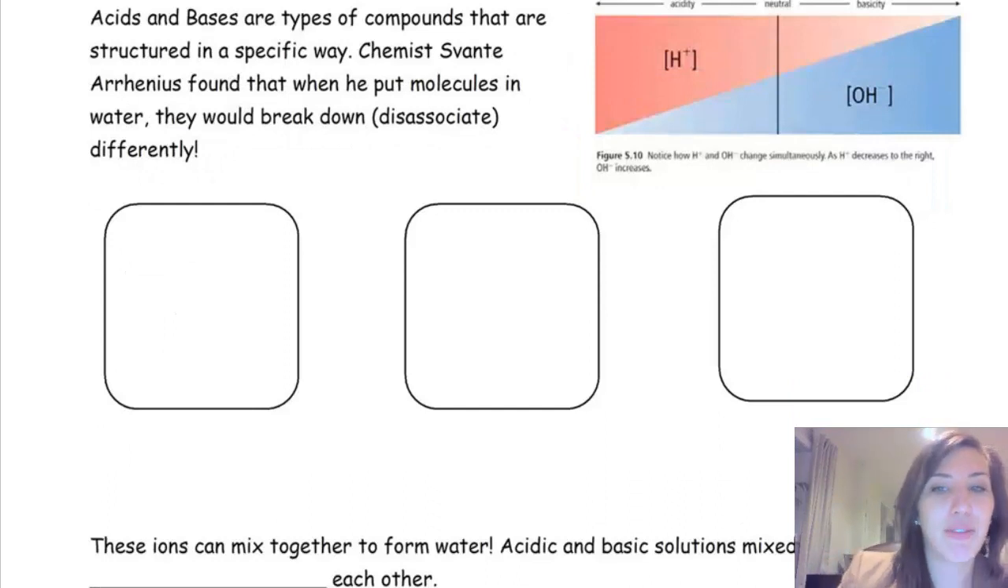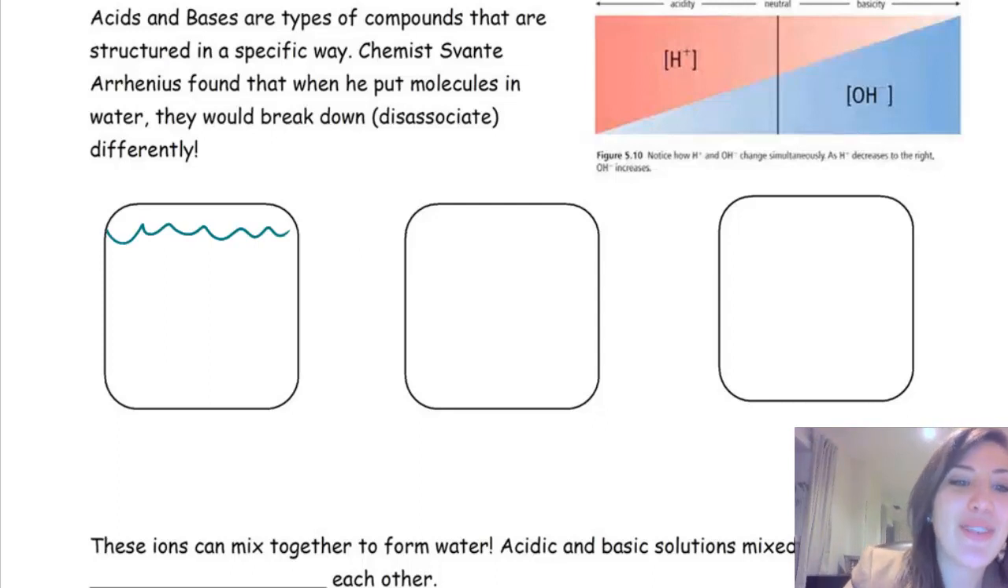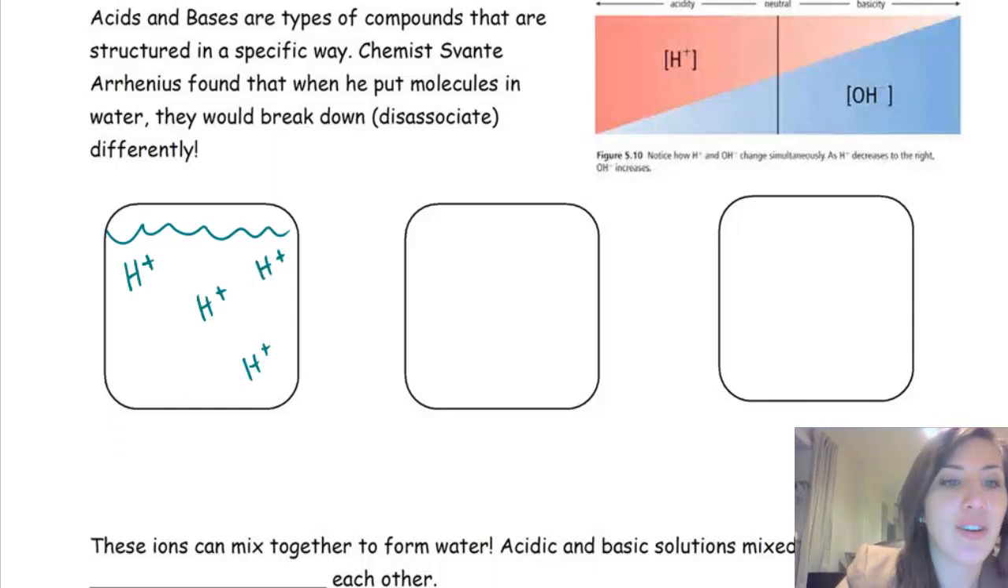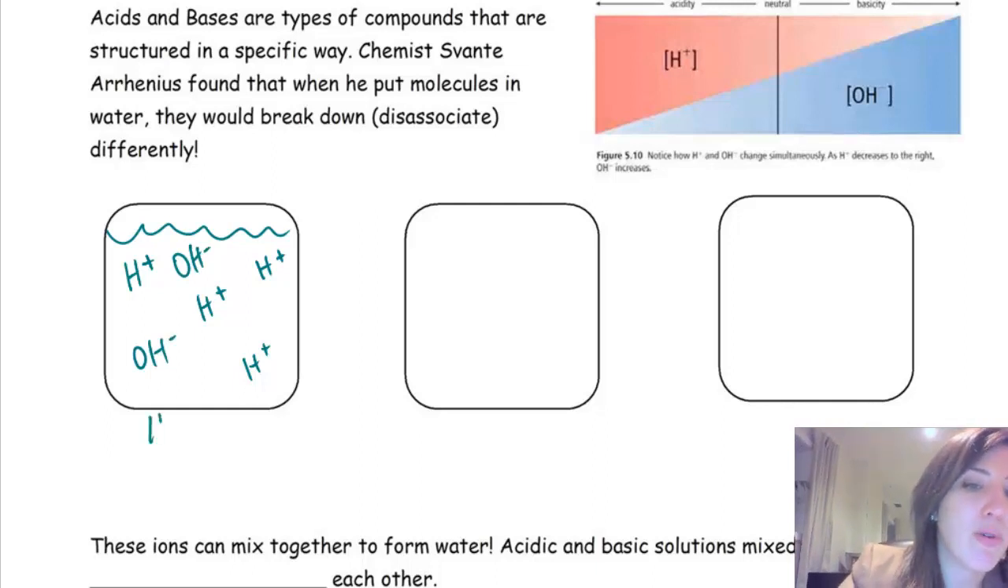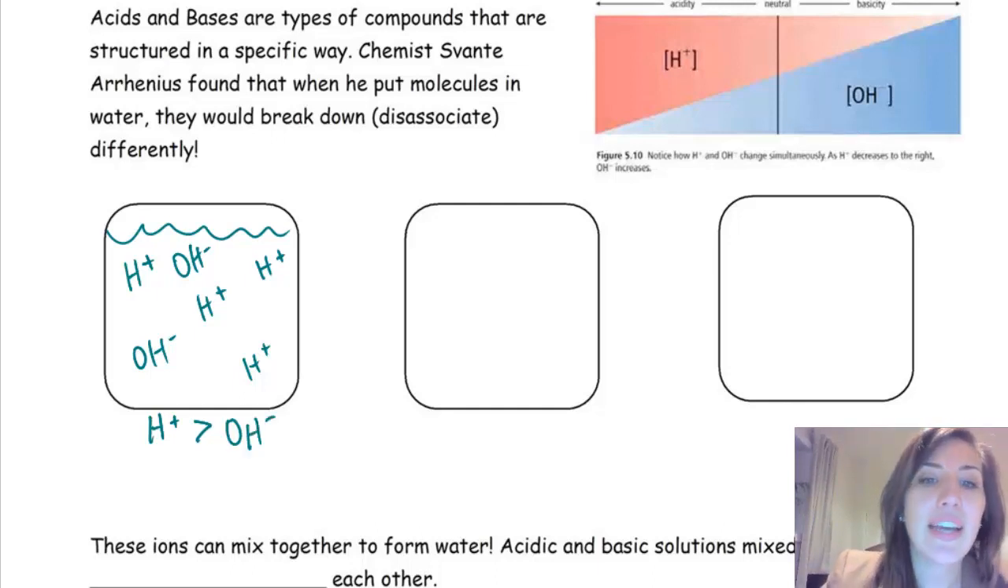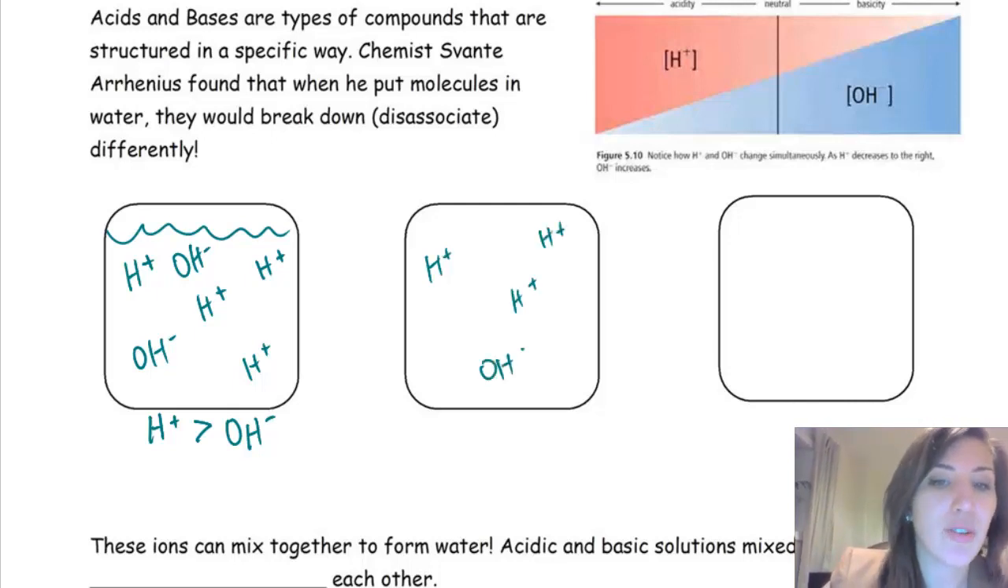So here we have 3 vials and pretend that they are in water. In the first one, he found that there were lots of hydrogen, H+, ions and only some hydroxide, OH, ions, so there were more hydrogen than hydroxide. Sometimes he found that there were the same number of hydrogen and hydroxide. So let's put 3 of each here.